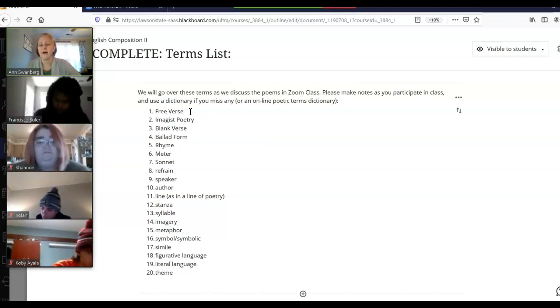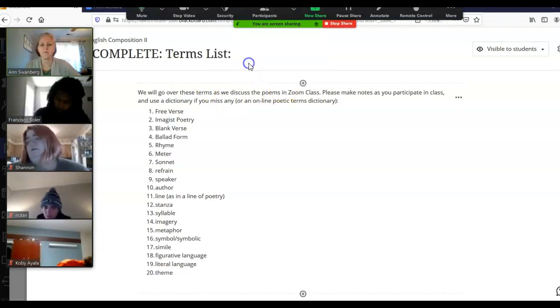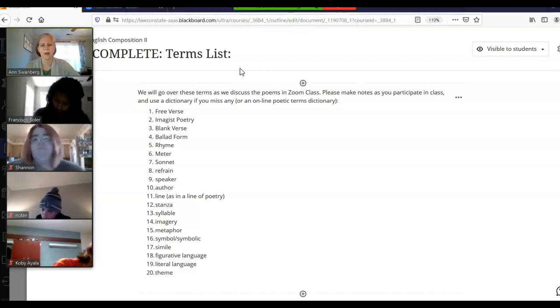Okay, so the first term is free verse, and free verse describes the two poems that we read on Monday. They are not rhymed and they don't have a set meter. Free verse poems do not have rhyme or a set meter. That doesn't mean they don't have patterns in them. It just means that they don't have rhyme and meter. Does that make sense? All right.